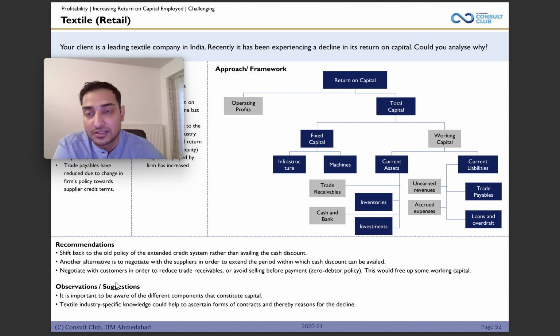One of the observations and suggestions for the interview was that it is important to be aware of the different components that constitute capital. Textile industry specific knowledge could help to ascertain forms of contract and thereby reasons of the decline. So it was a pretty well structured case study interview. The candidate was able to figure out the problem and come up with a solution for it. And I hope you guys learned a lot from it.